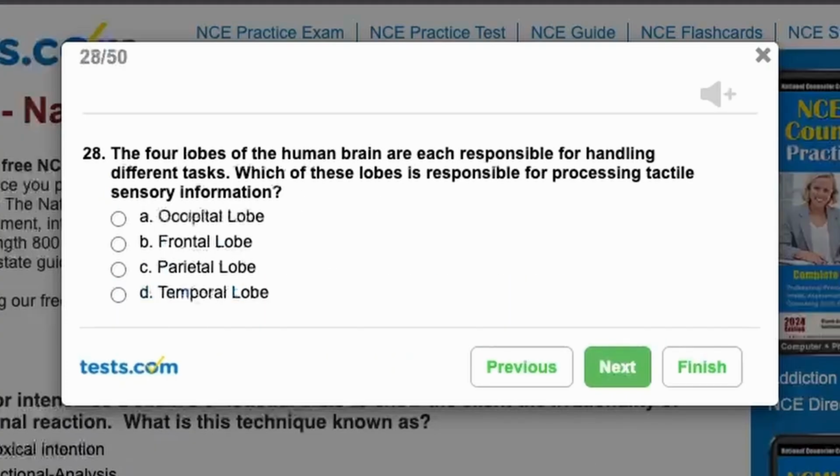The 4 lobes of the human brain are each responsible for handling different tasks. Which of these lobes is responsible for processing tactile sensory information? A. Occipital lobe. B. Frontal lobe. C. Parietal lobe. Or D. Temporal lobe.